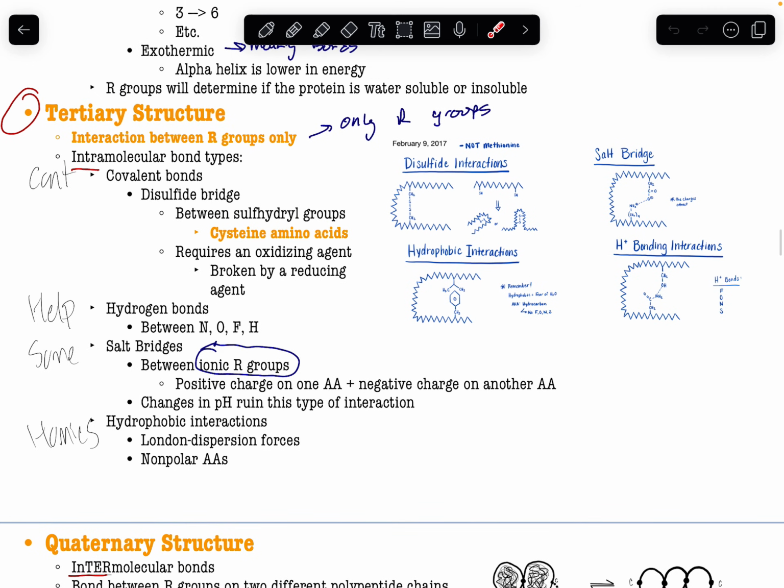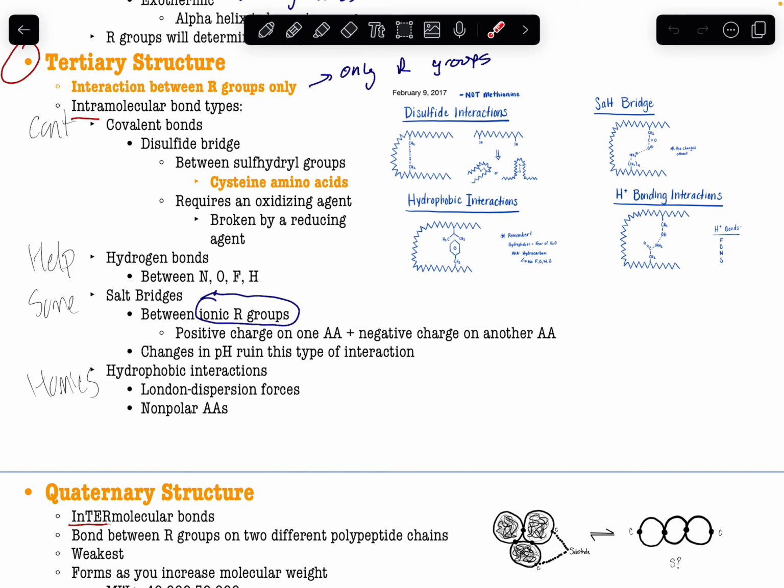Moving on to our next bonds, we just have, again, standard hydrogen bonds. Just remember the H-NOF principle. Doesn't get more complicated than that. We're also going to have salt bridges forming. These salt bridges are only between ionic R groups. So ionic R groups, from what you remember, have either a positive charge or a negative charge, and basically positive gets attracted to negative, salt bridge forms, boom, that's another bond in our tertiary structure right there.